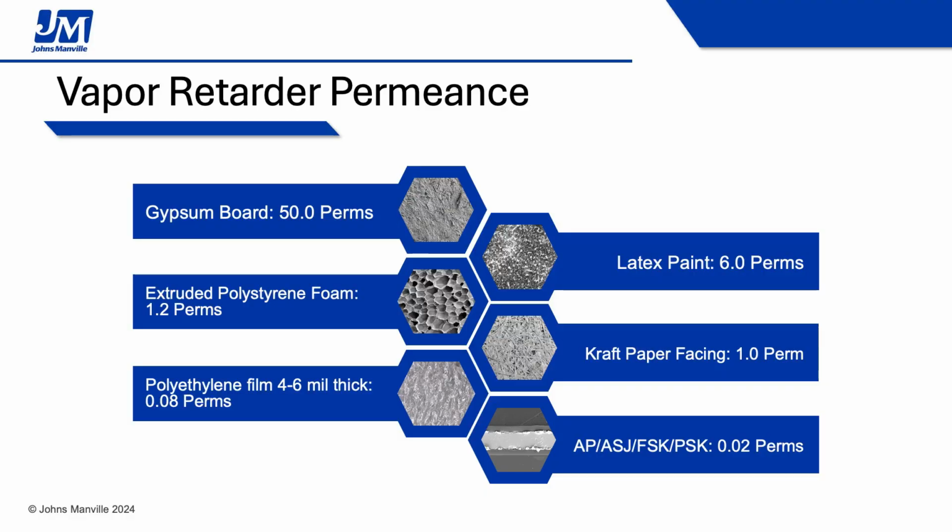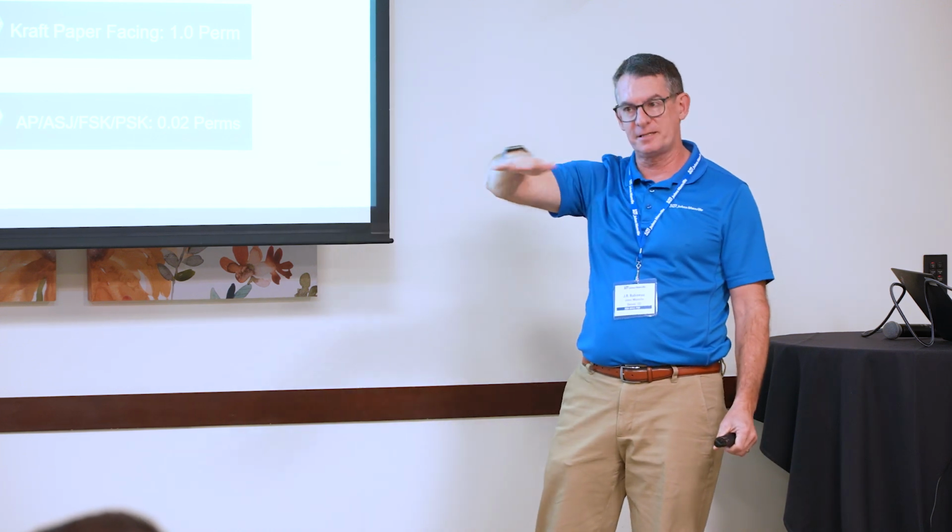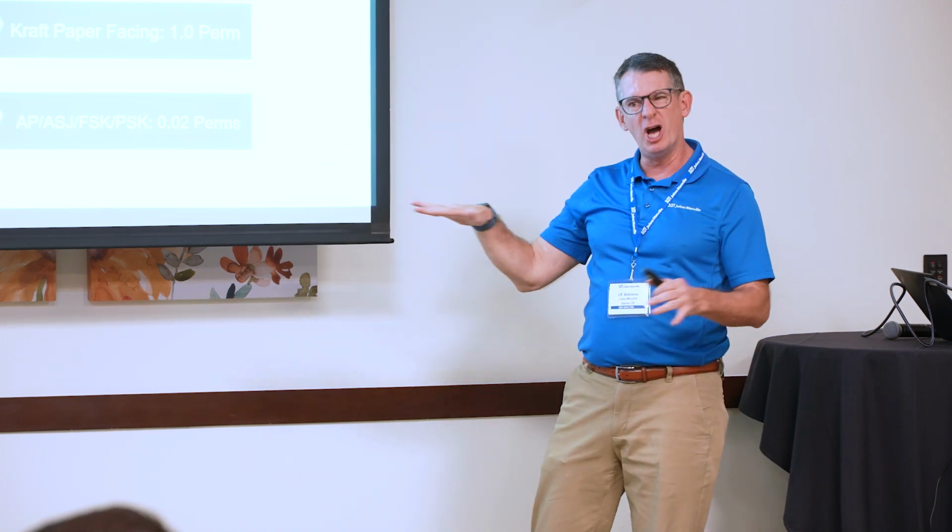Gypsum board, 50 perms, latex paint, might be 6 if it's just 1 coat. Polystyrenes, 1.2. Kraft paper, right? If anybody's ever seen a kraft-faced batt, that's about 1 perm. That's kind of right there. That is considered a vapor retarder, just.